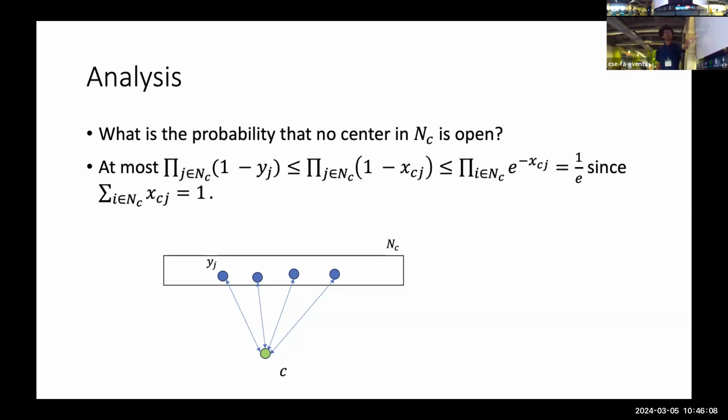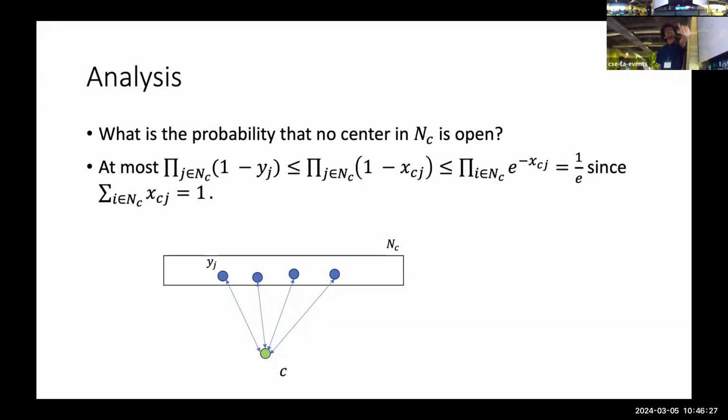So if all of these clients were in the same Fi, then the probability that none of these things are open is going to be even smaller. But if they're in different clusters, then essentially they're independent. So the probability that none of these things is open is at most the product of the 1 minus Yj's. And this is some standard analysis.